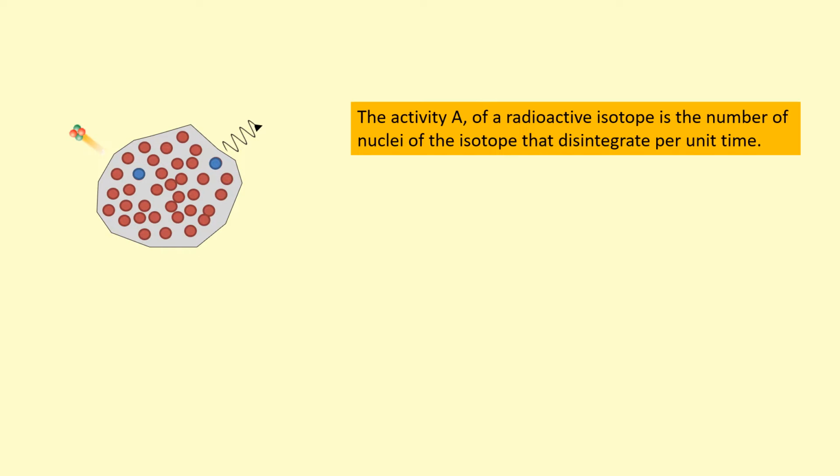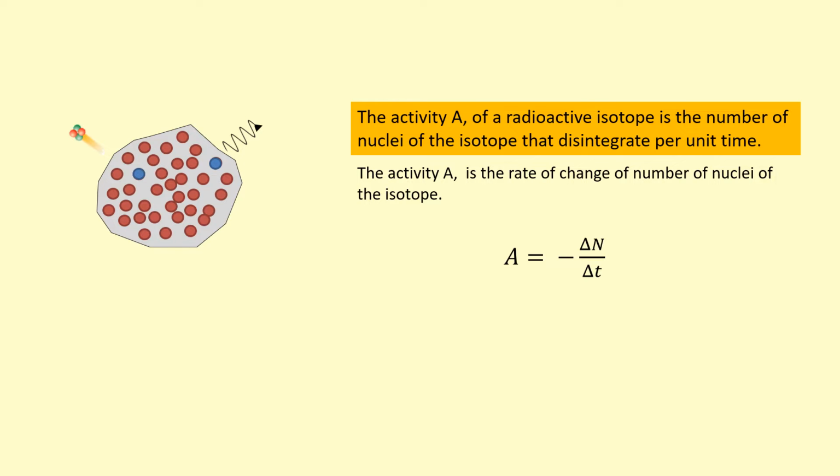Okay, this image represents a rock with some unstable radioactive isotopes in it. These are going to disintegrate. To measure how fast they're disintegrating, we use a quantity called activity. The activity of a radioactive isotope is the number of nuclei of the isotope that disintegrate per unit time. In other words, it's the rate of change of the number of nuclei of the isotope.